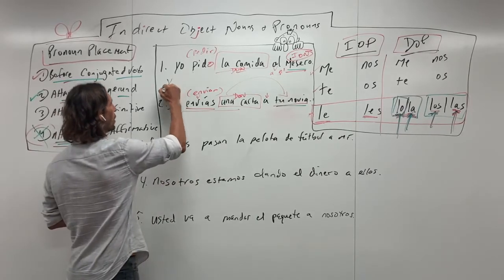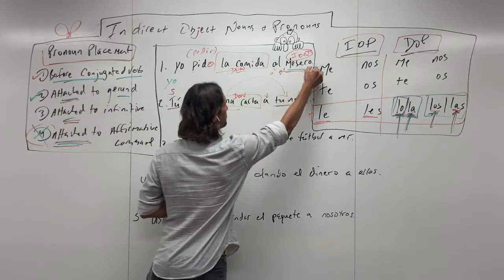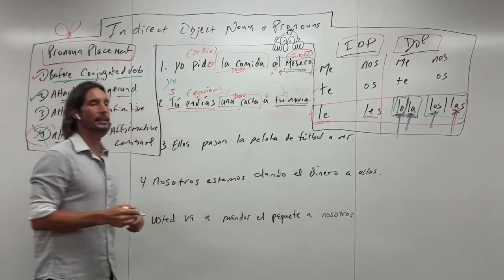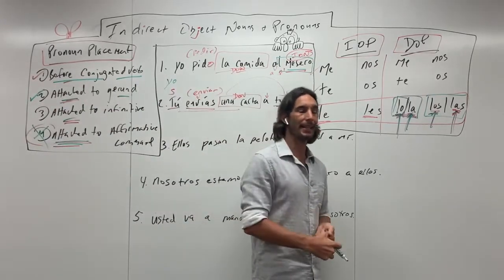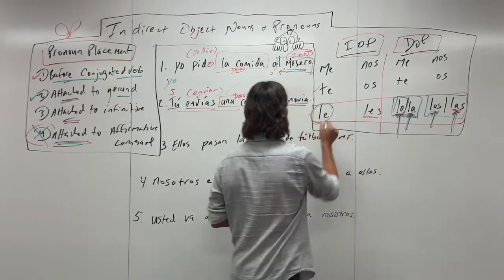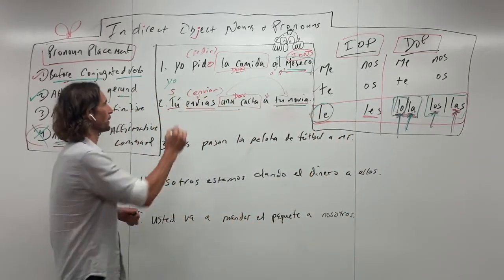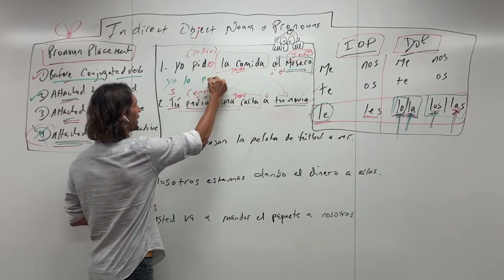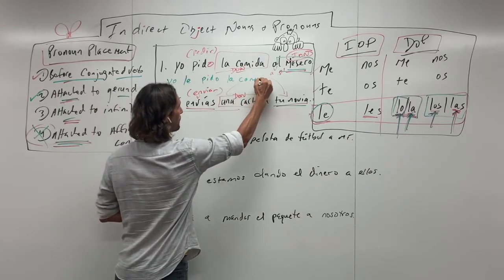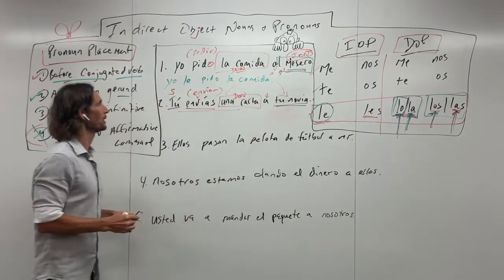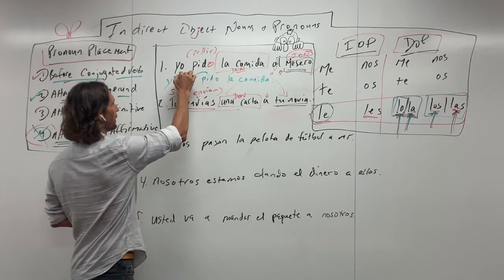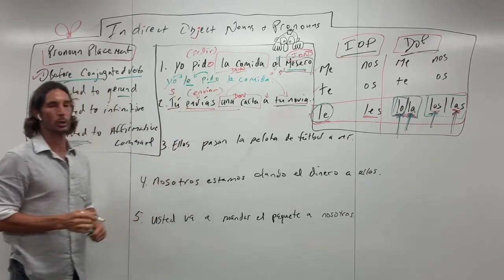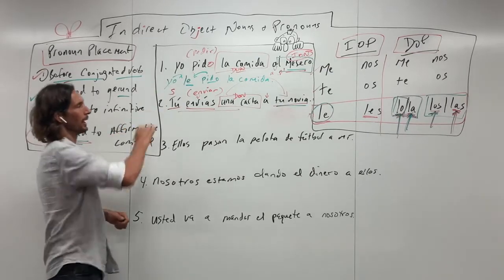So we have Joe, right? What will this become as an indirect object pronoun? Well, it's third person and it's singular. So it's going to be right here, right? And so we rewrite it, yo le pido la comida, right? Simple as that. And notice that we're opting to put it between the subject and the conjugated verb. Yo le pido la comida.